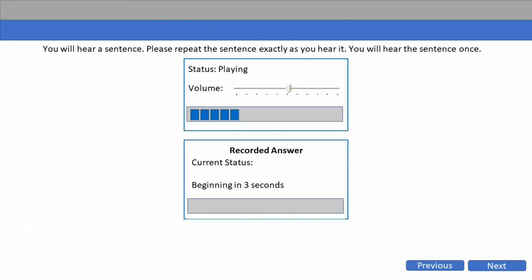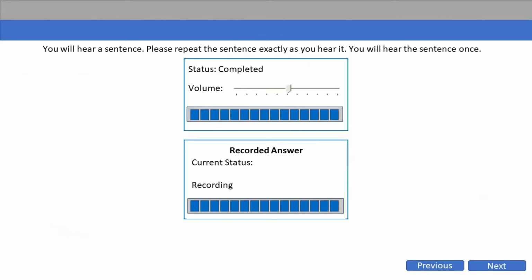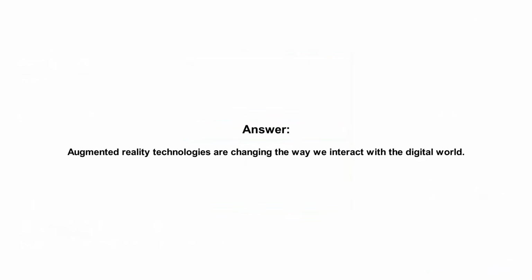Augmented reality technologies are changing the way we interact with the digital world.